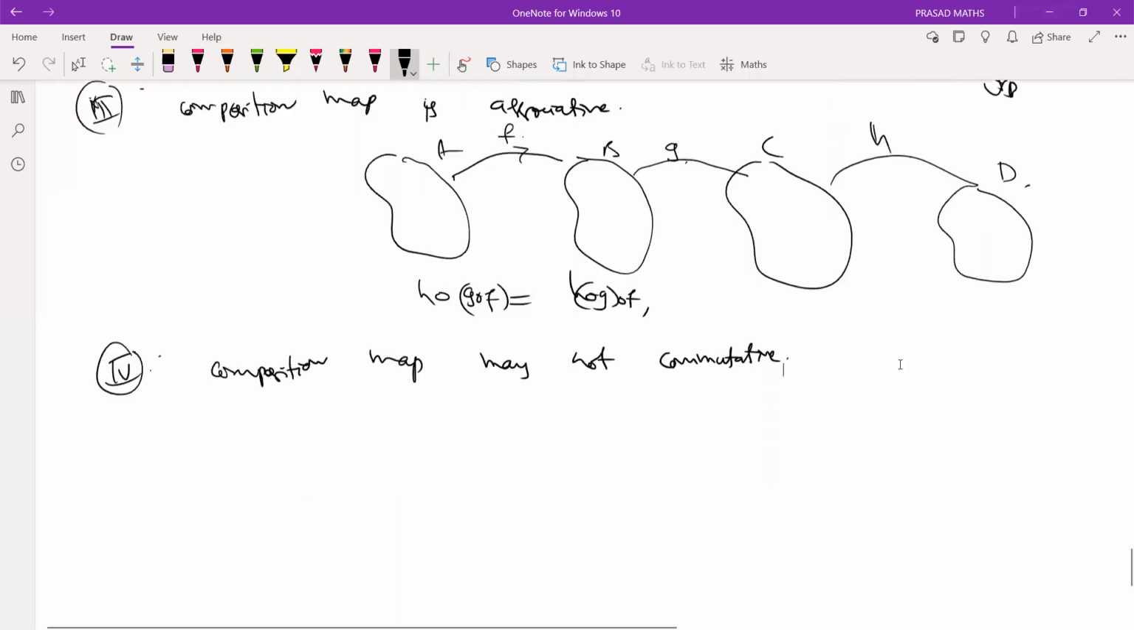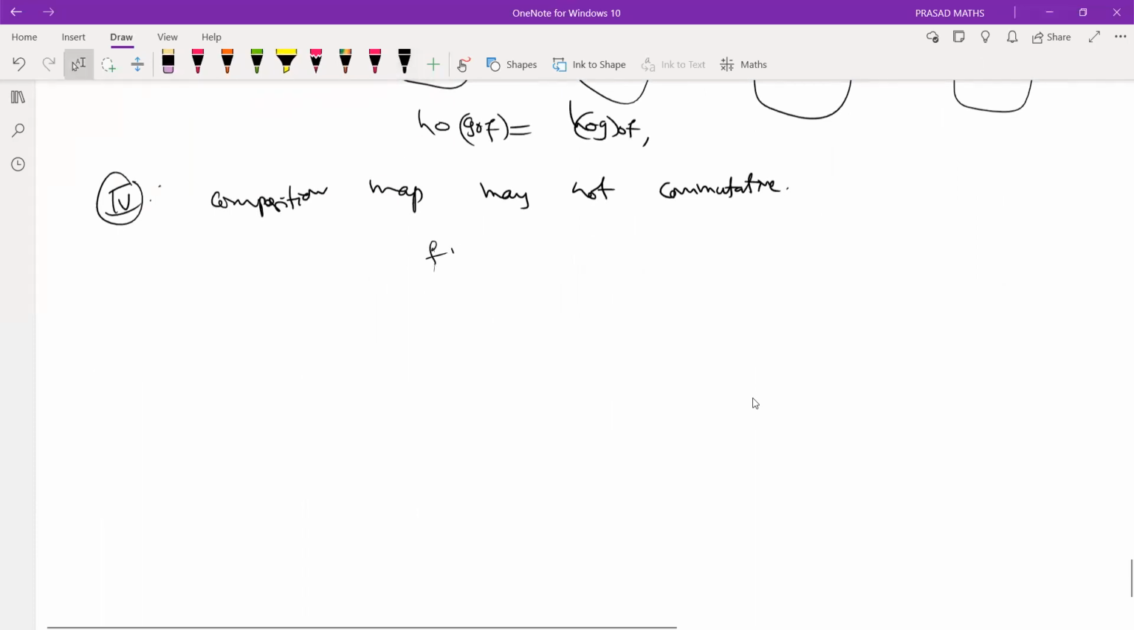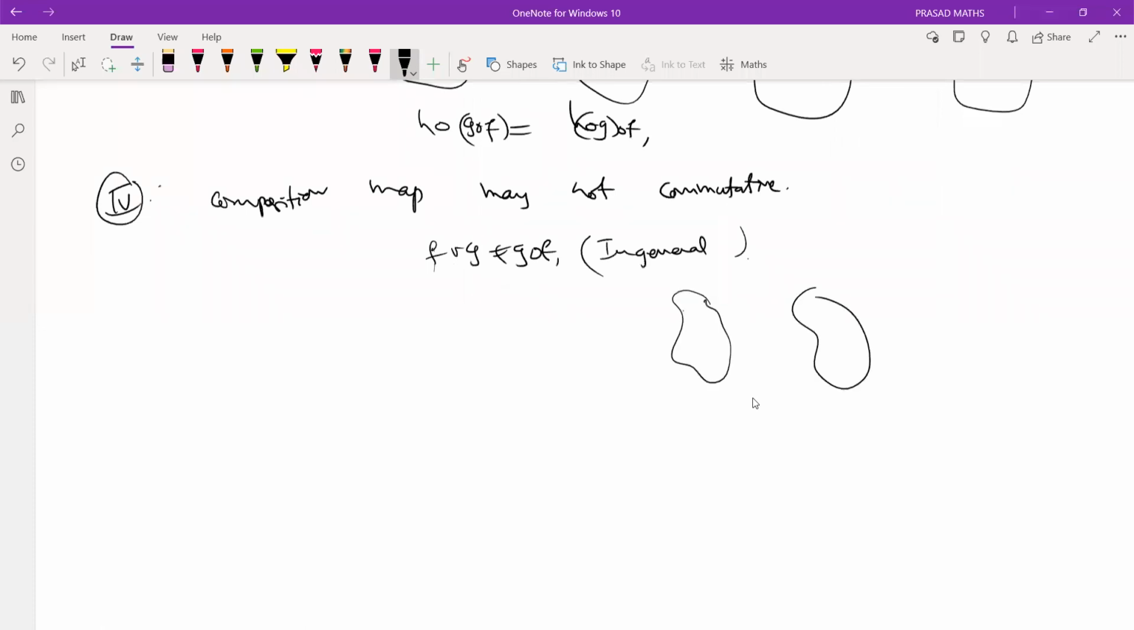Example: commutative means that in general this may not be true. So can you give such an example? This is my A, this is my B, this is my C, this is my F, this is my G.